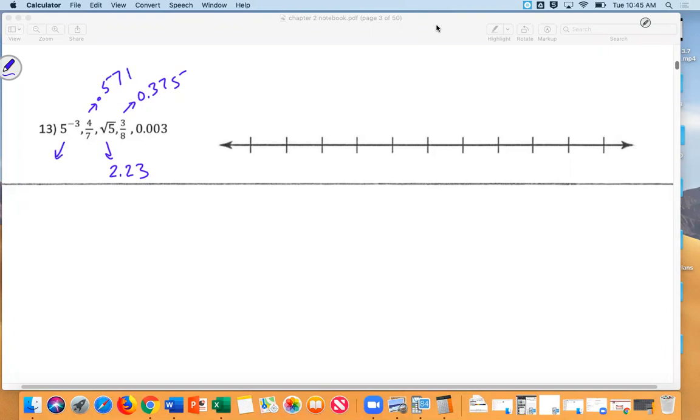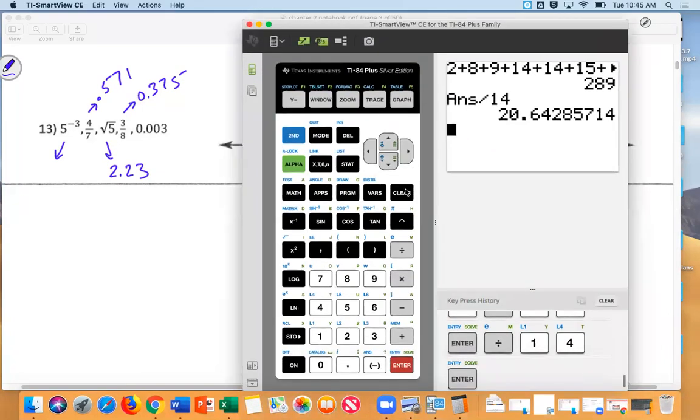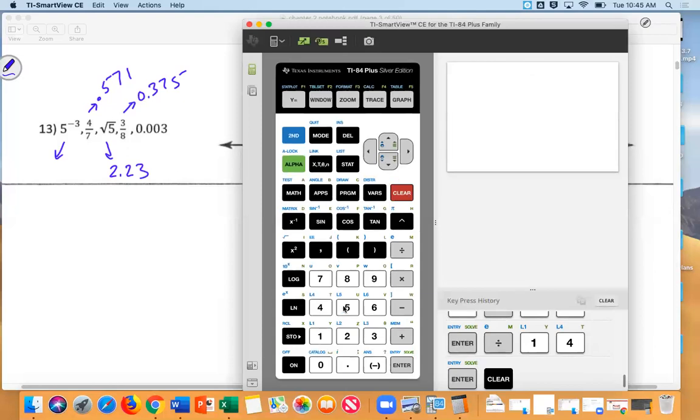And then how the heck do I do 5 to the negative third? Well, that's why those graphing calculators are really nice, but if you don't have it, well, I'll show you how to do it. So 5 to the negative third, you would do 5, this caret button, and then you type in -3, and you're going to get 0.008.